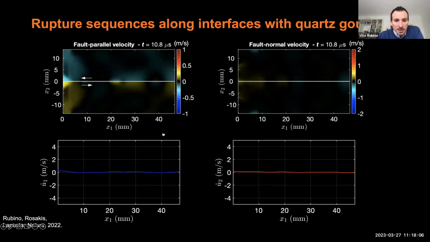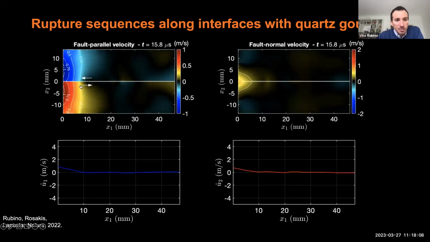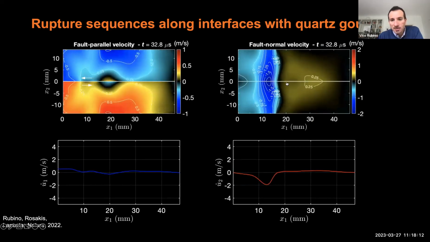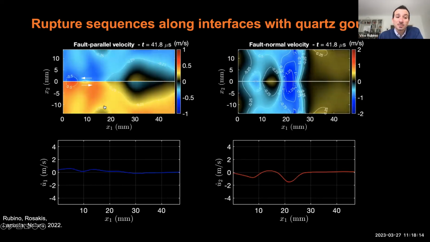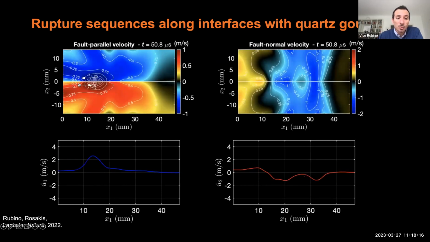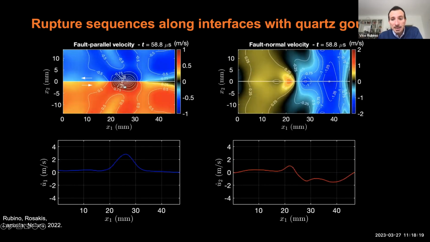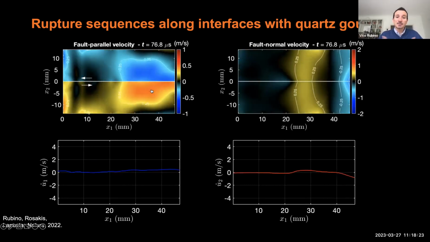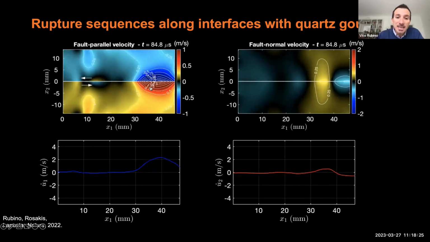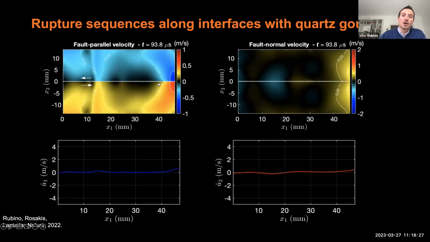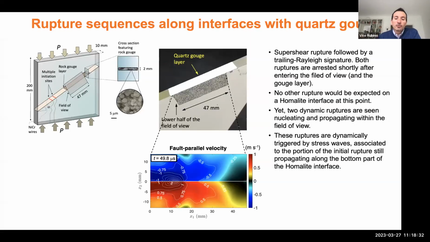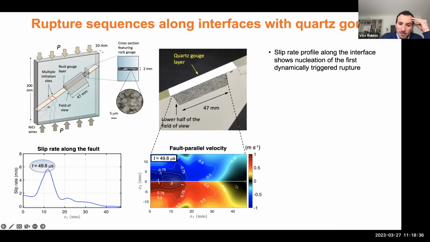Same panels here. So here comes the supershear rupture. It is arrested. Here is the sub-Rayleigh rupture. You can see the signature here. Nothing else would be expected at this point, but here we see a rupture nucleating within gouge, propagating along the interface, and then arresting along the interface. And then at some point there are triggering attempts, and here a successful triggering attempt of a rupture that propagates and then arrests.